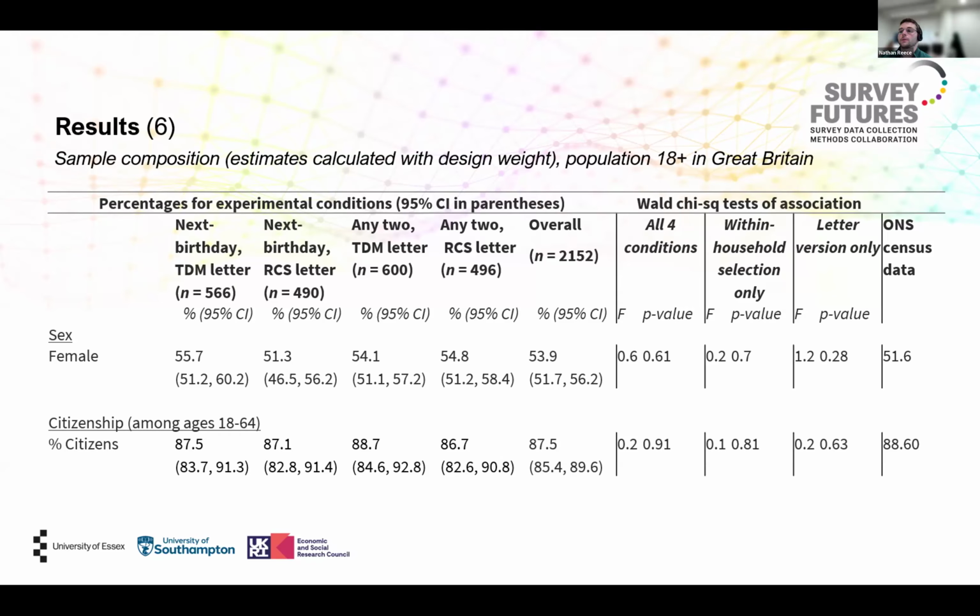I should explain for the next few slides: we have in the first column the next birthday and the TDM letter. Then we have the next birthday and the RCS letter, the NE2 method and the TDM letter, and NE2 and the RCS letter. In the second column, the next birthday and RCS letter had the best sex representation, but it wasn't a statistically significant difference across the four cells. You can see that the confidence intervals in the parentheses are comfortably overlapping, and there was no difference in the proportion of citizens, which was also very close to the benchmark, the column all the way on the right on the screen.